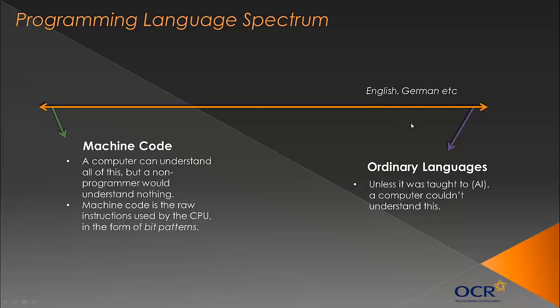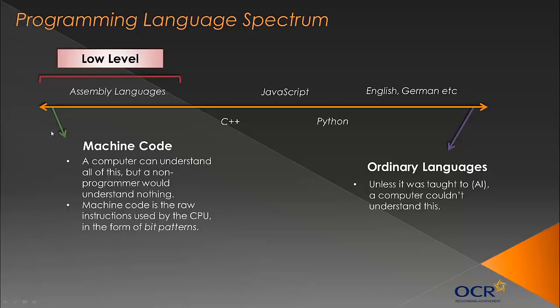For example, English or German. Then you have programming languages such as Python, which consist of mainly words, but some numbers and some things that a non-programmer wouldn't understand. Then you have other languages such as JavaScript, which are further down, then C++, and then assembly languages, which are basically machine code. Only machine code and assembly languages are regarded as low-level programming languages, and the rest are high-level programming languages. They are closer to normal languages, with words.